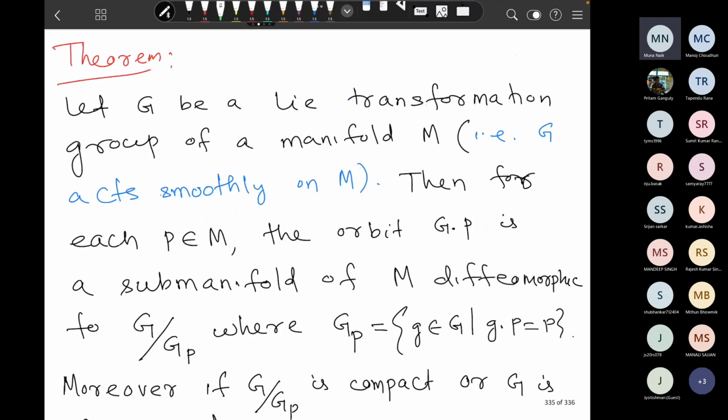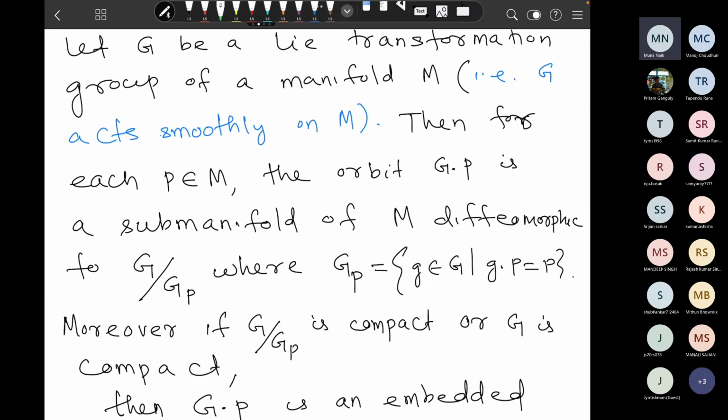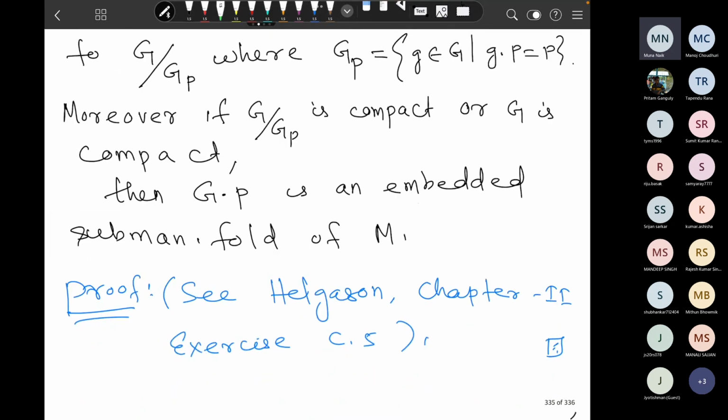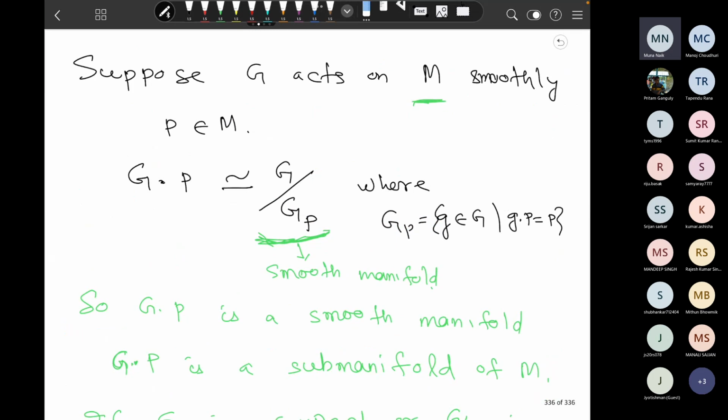So this is the thing. Let G be a Lie transformation group of a manifold M. That is, G acts smoothly on M. Then for each p belonging to M, the orbit G·p is a submanifold of M diffeomorphic to G mod G_p, where G_p is the stabilizer of p in G. Moreover, if G mod G_p is compact or G is compact, then G·p is an embedded submanifold of M. Okay, so this is the theorem which I have explained to you.